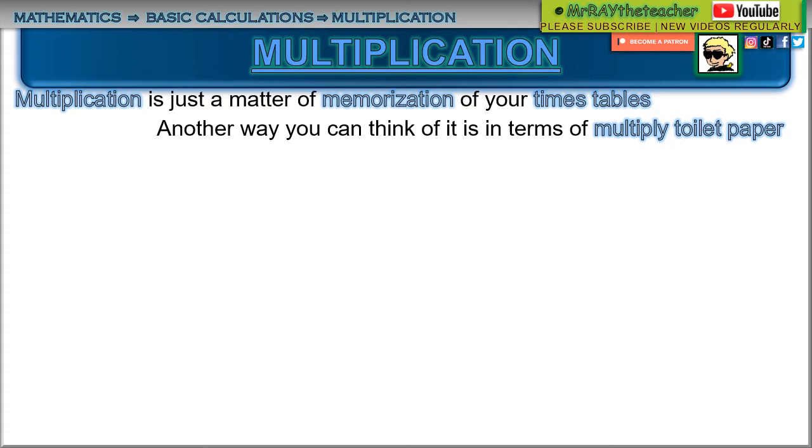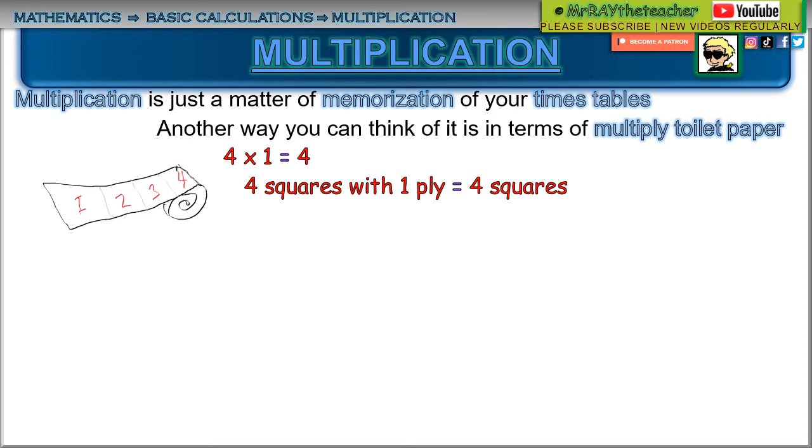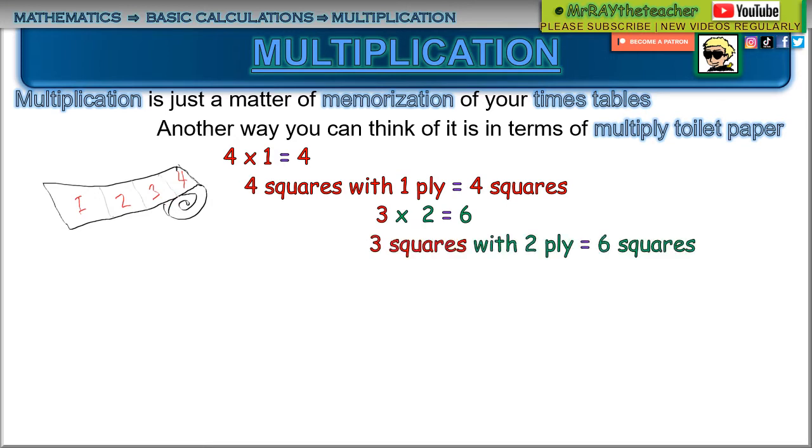Another way to think of it is if you multiply your toilet paper. Multiply, multiply, multiply. So for example, 4 times 1, 4 squares with 1 ply equals 4 squares. Pretty simple. 1, 2, 3, 4. 3 times 2 equals 6. Or 3 squares with 2 plies is 6 squares, because you've got on your top ply 1, 2, 3, and then your second ply 4, 5, 6 squares.